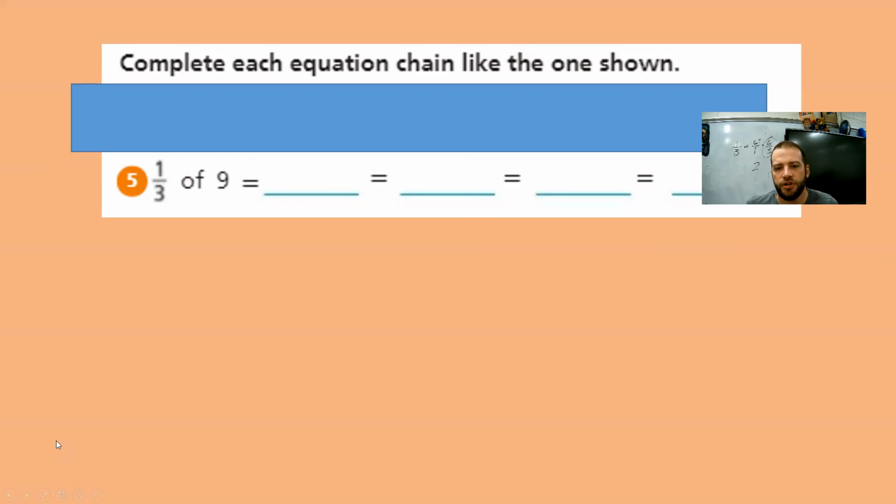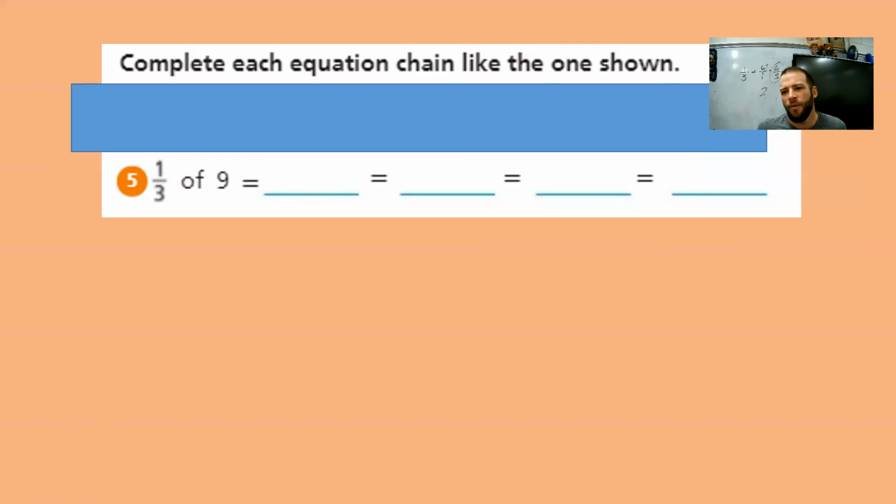Complete each equation chain link in the one shown. The author wants you to turn it into a division problem. I am not worried about that, okay? I think you need to understand how to find these answers, and turning it into division, even though it makes sense, is confusing. The division works, but it only works when the fraction has a 1 on top. We don't need to know that. We need to know something that always works, and the way that it always works is turn it into multiplication. Of means multiplication.